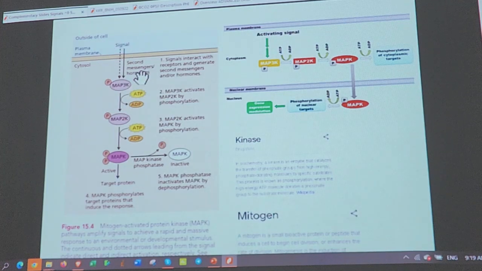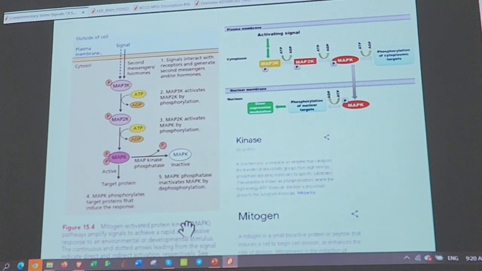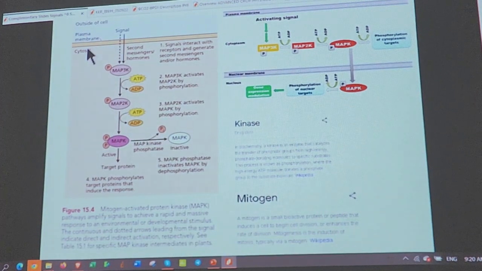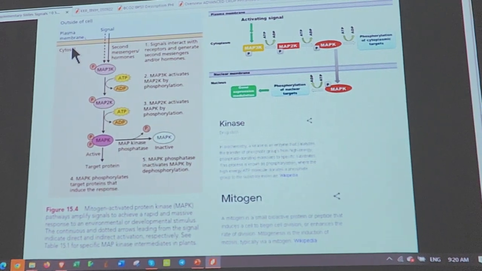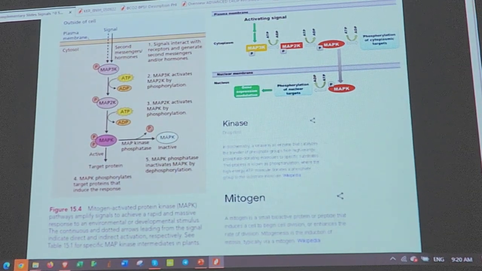When you have your signals, and then you have your kinase. Remember, there are many types of kinase. This is another type of kinase: MAP, mitogen-activated protein kinase. It is a type of kinase. Kinase, three times. There are three kinases attached to it. You have one molecule of protein. It is in the form of a complex.